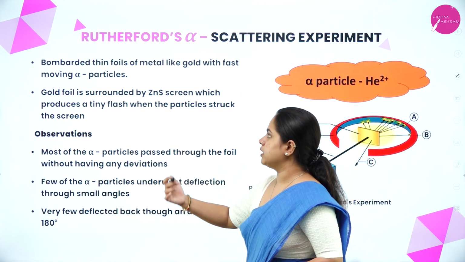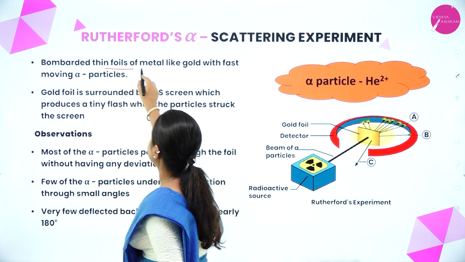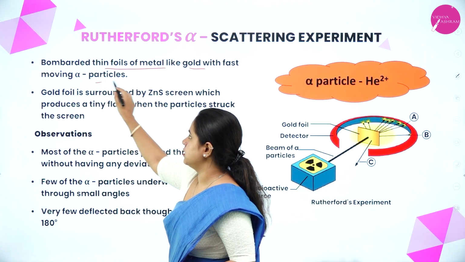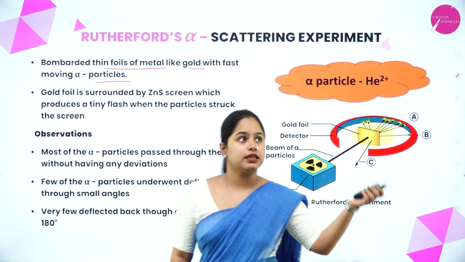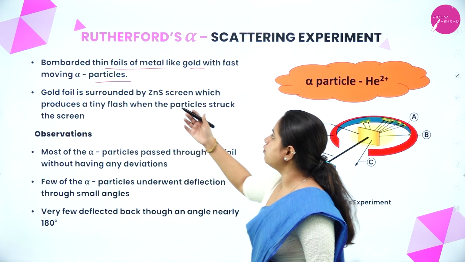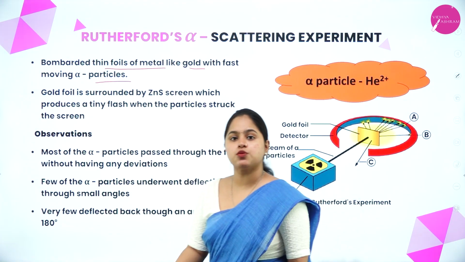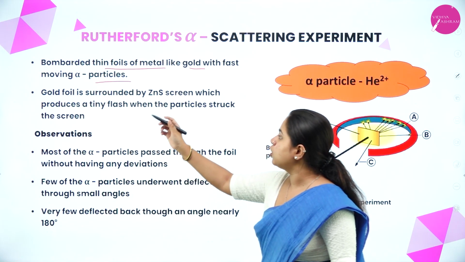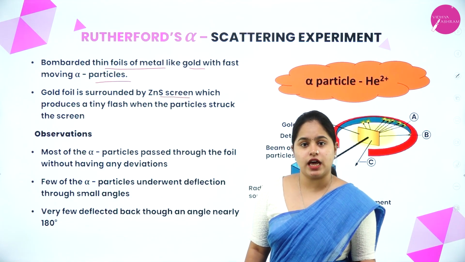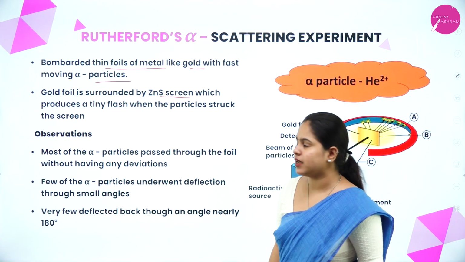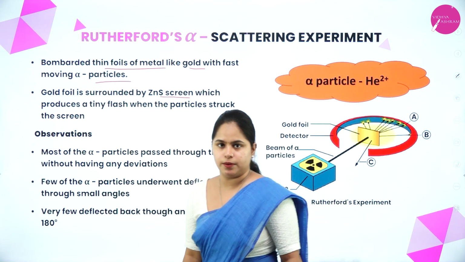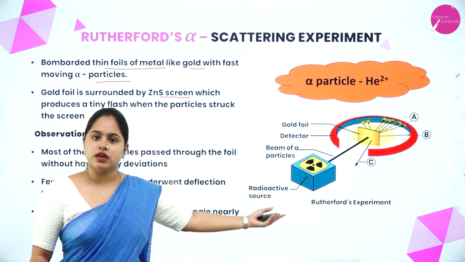Right. So what he did is he bombarded thin foils of metal like gold with fast moving alpha particles. So what exactly are alpha particles? They are helium-2 plus ions. And the gold foil is surrounded by a zinc sulfide screen. Yes, we studied this in the last session also. It's a fluorescent material, right? Which produces a tiny flash when the particles strike the screen. So you can see the diagram here.